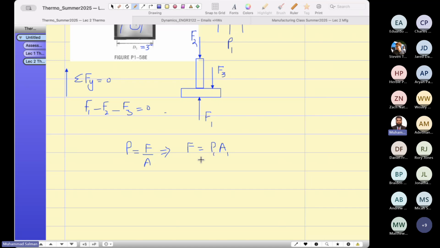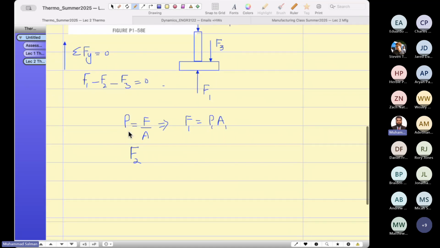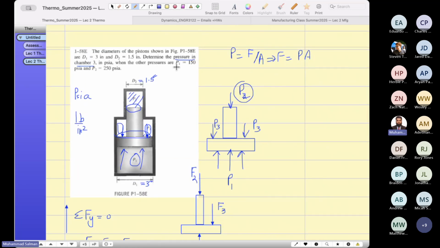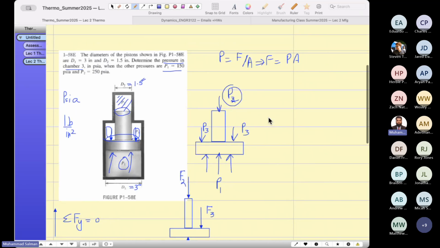I'm going to find out the force F1 and force F2, because we have to find out force F3, which is not given directly. But we are lucky that the pressures P1 and P2 are given, and we can find out the forces. So how can you find out? Pressure P1 equals 150. Look over here, it is 150. So I'm going to write down 150 times area, which is pi by 4 d1 squared. Now what is the diameter d1? That is equal to 3 inches.